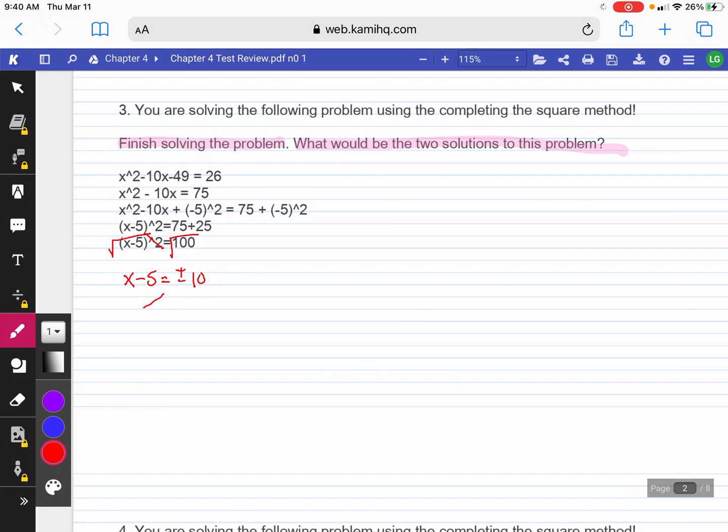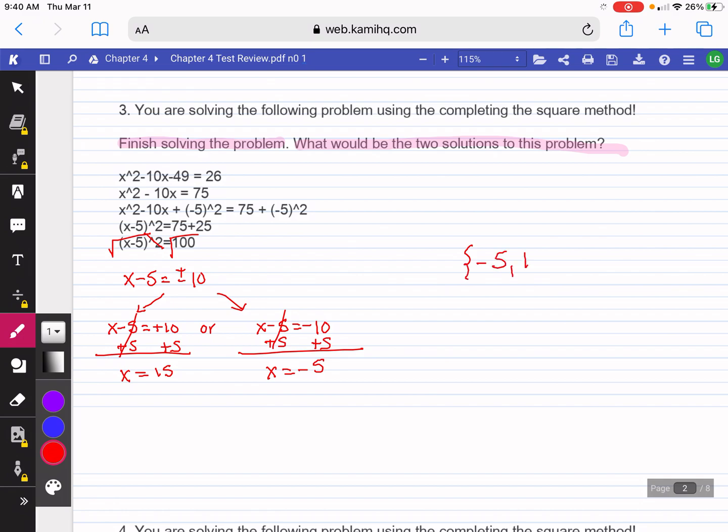Now I'm going to separate this into two problems. I have x minus 5 equals positive 10, or x minus 5 equals negative 10. And I'm going to solve both of these to get my solutions for x. So for this one, I would do plus 5 to both sides. That comes out to 15. I would also do plus 5 here, and that comes out to a negative 5. So my solutions for this problem are negative 5 and 15.